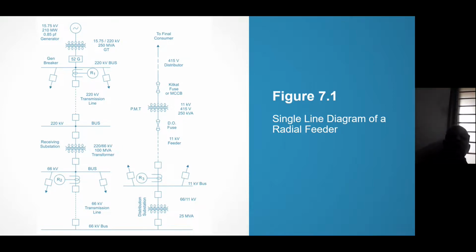Now 52G is there. That is disconnecting the generator and GT from the bus if the fault occurs in generator. Or if the fault occurs in line, generator is feeding the fault. Therefore, generator has to be disconnected. And if you want to maintain, then also you have to disconnect the generator breaker 52G. 52 is a standard number given to breaker, right?